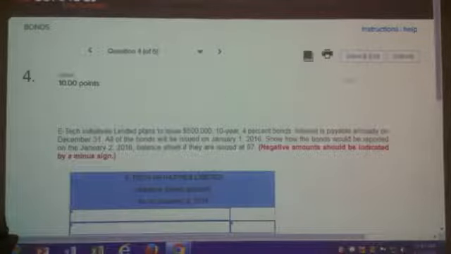Okay. Question 4 and 5 are about how to record your bonds on your financial statements, on your balance sheets. So E-Tech Initiative Limited plans to issue 500,000 10-year 4% bonds. Interest is payable annually on December 31st. All of the bonds will be issued on January 1st, 2016. Show how the bond would be reported on the January 2nd, 2016 balance sheet if they are issued at 97. Being issued at 97 means they were issued at a discount.